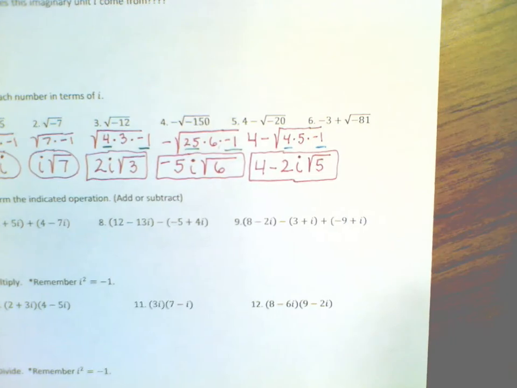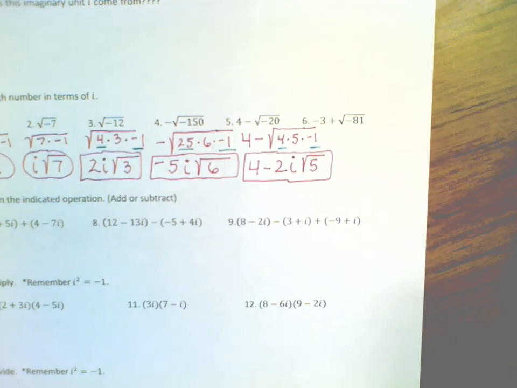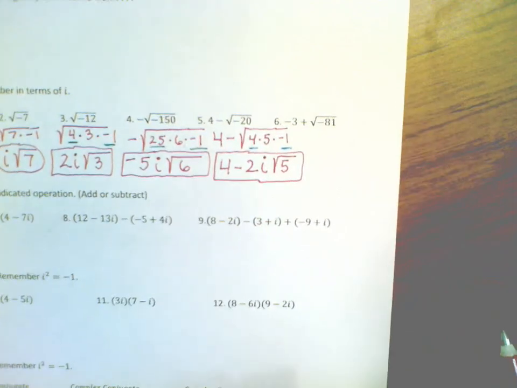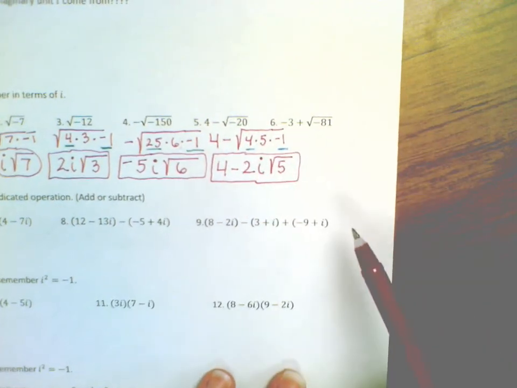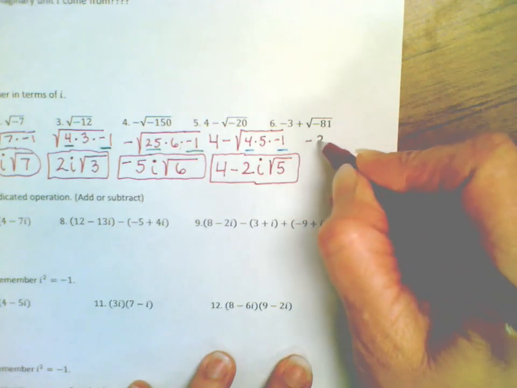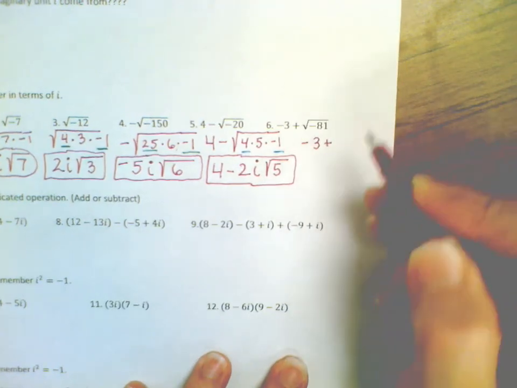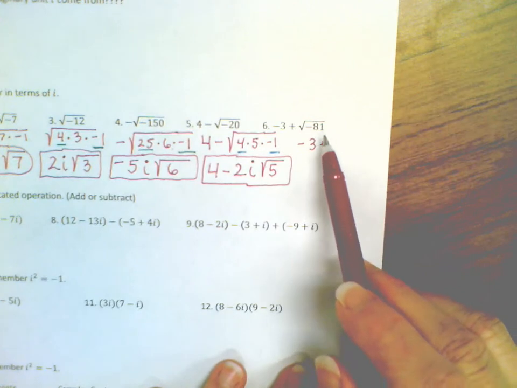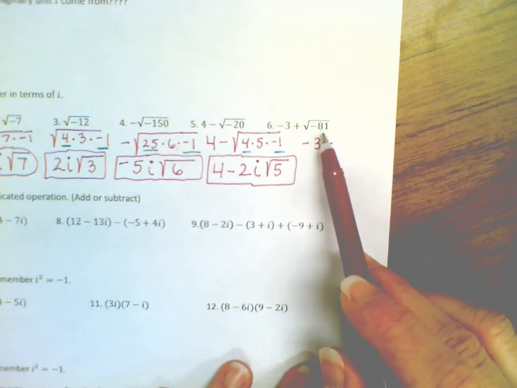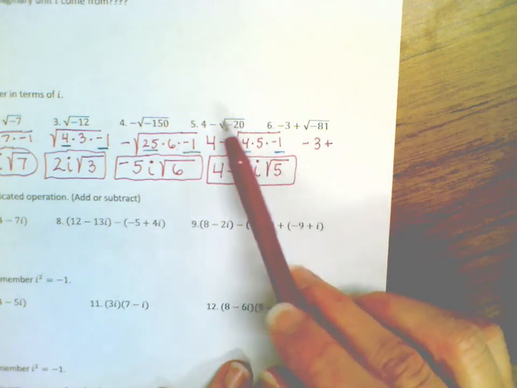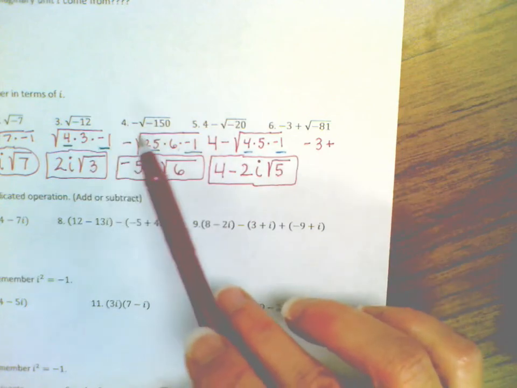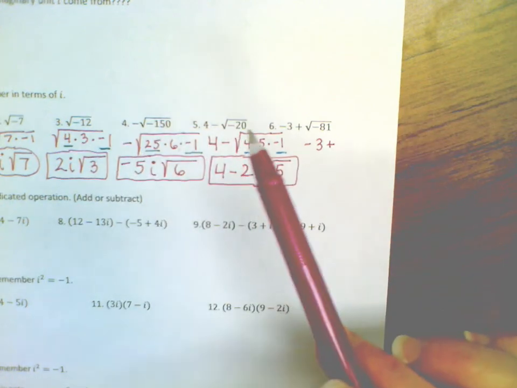Okay, we're going to do one more in this video. Oops. So this one looks similar to number 5. I'm going to keep the negative 3 plus. Okay, now 81 is a perfect square. Unlike the previous three that we've just done, number 3, 4, 5, we didn't have any perfect squares.